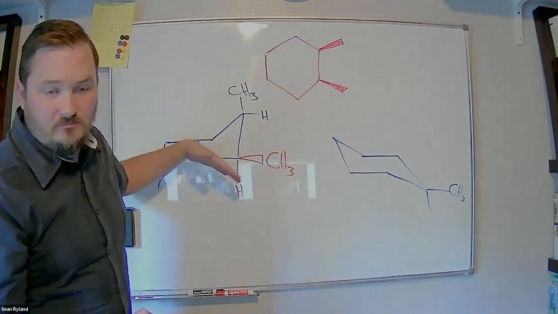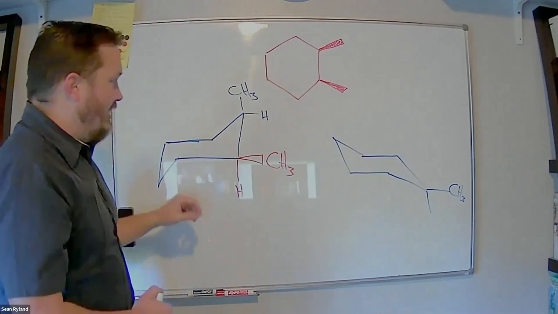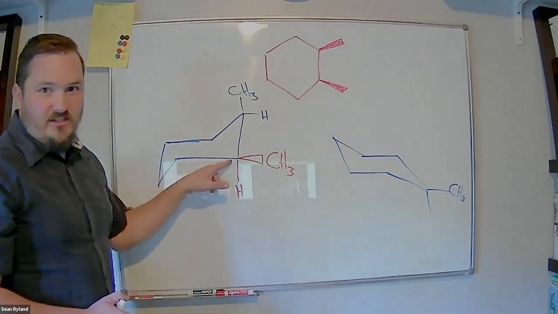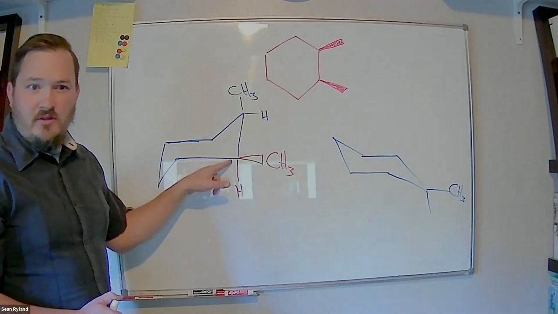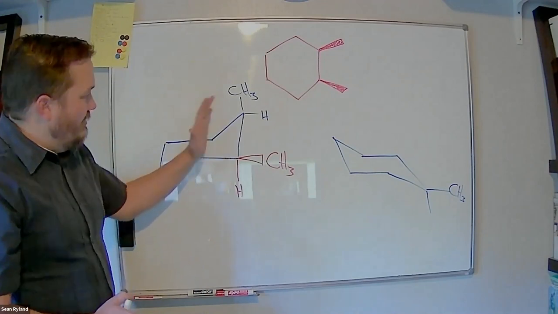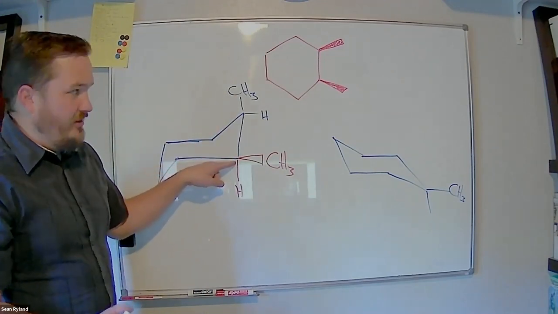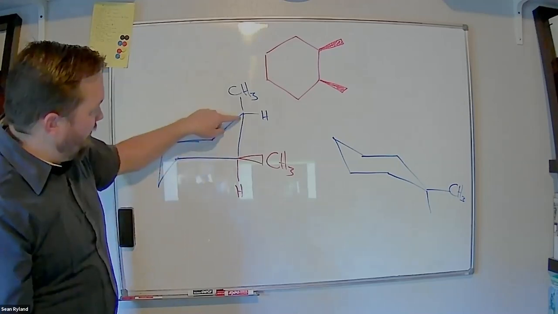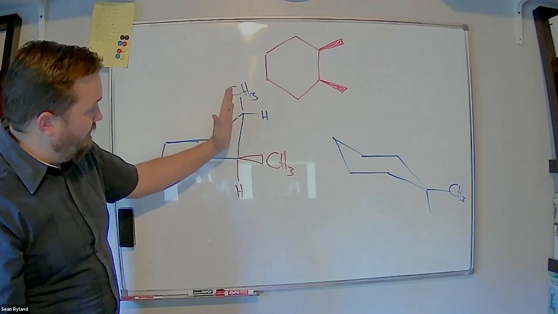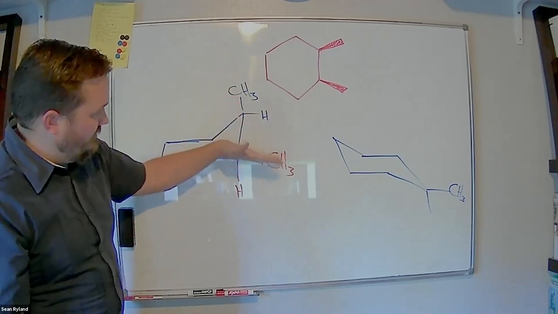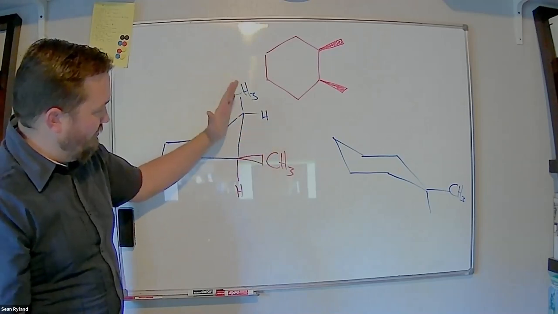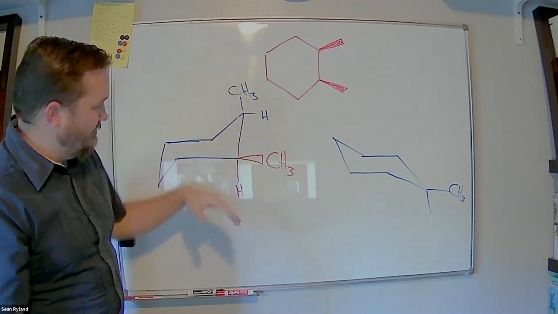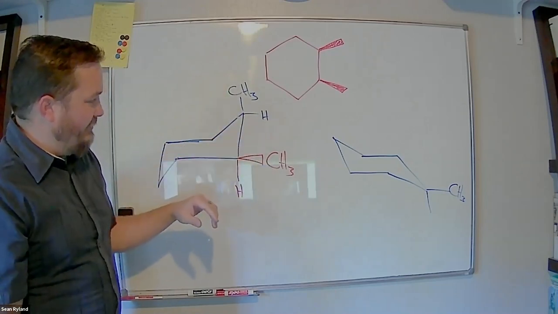Like that. This one's a little bit trickier to see what's going to happen because we don't draw this carbon as moving. But if you know that this bond is going from up and away from us, to down and away from us, what's going to happen to everything else?